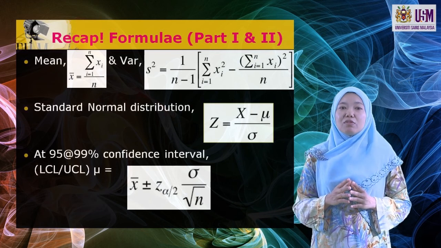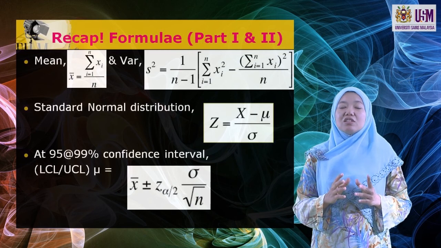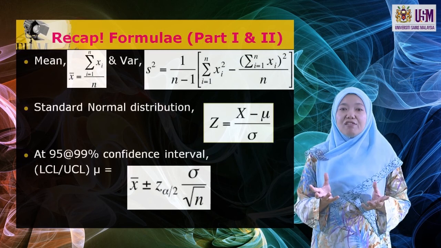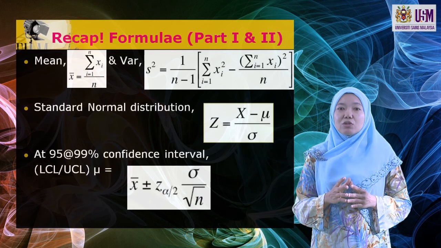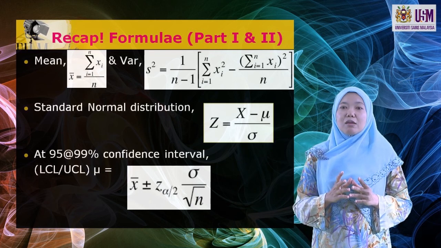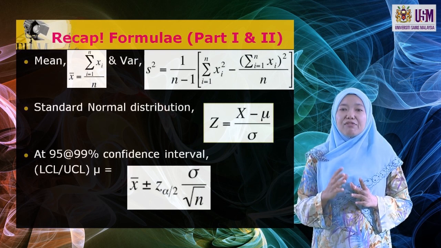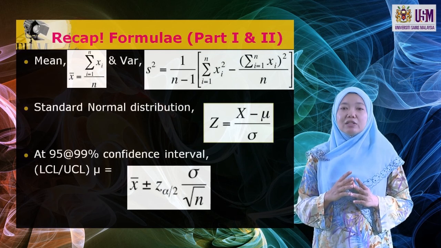The formula for mean is given as x bar equals the summation of all x values divided by n. And then you have the standard deviation. In this case, I put up the formula for variance, which is s squared equals 1 divided by n minus 1, and in the bracket you have the summation of all x squared deducted by the square of the summation of x, divided by n. Put everything in the bracket and multiply by the first part of the formula, 1 over n minus 1.